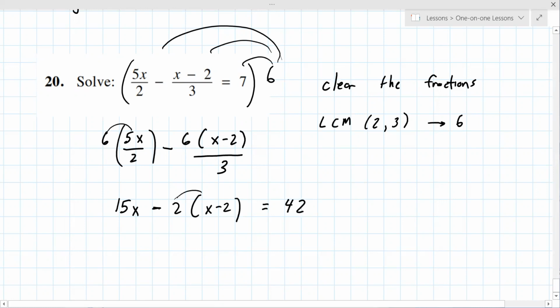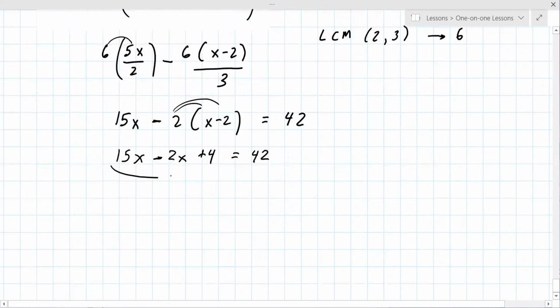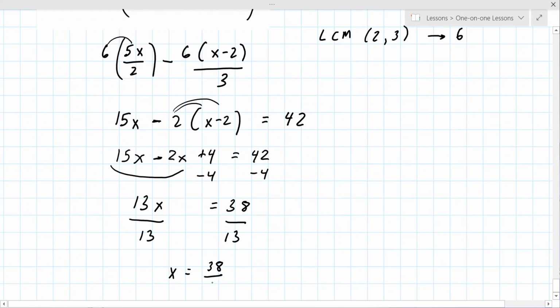So now you can distribute this 2 in, but it's really negative 2. And that's another little wrinkle here. If you don't remember this negative 2, you'll miss a sign. So it's minus 2x, but negative 2 times negative 2 is positive 4 equals 42. These two make 13x. If you subtract 4 from both sides, you get 38. Divide by 13, divide by 13, x equals 38 over 13. This is not nice, but that's okay. You shouldn't expect it to be nice all the time.